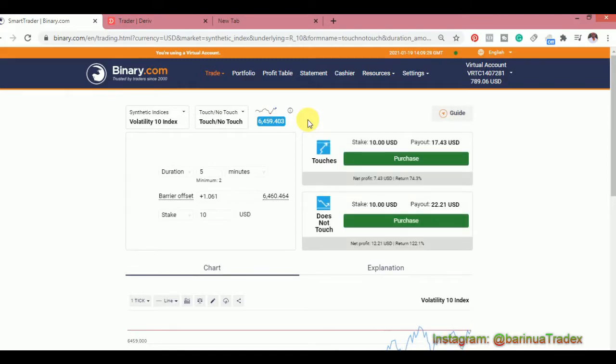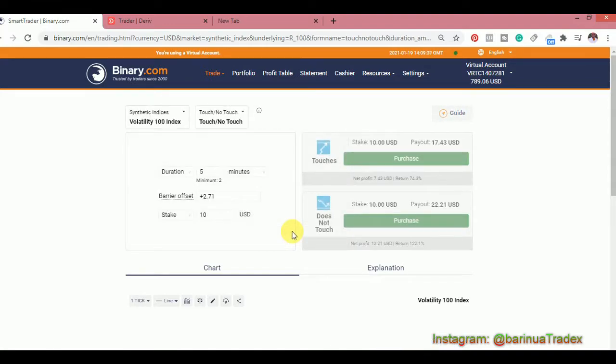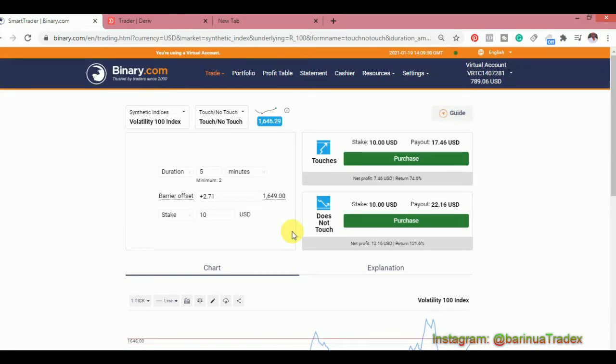Now touch no touch is a different trade strategy. I'm going to use volatility 100 right now. I believe we are all familiar with volatility 100. Volatility 75, 250, 10, 25, they all work the same, but there are different barrier offsets. There's a different barrier offset once you log onto a different volatility. So just be sure you are not confused when you log into a different volatility and see a different barrier offset from mine, and then think maybe you're at the wrong place.